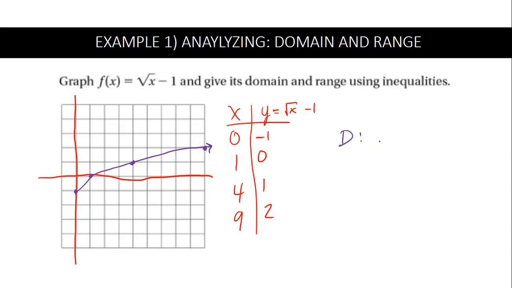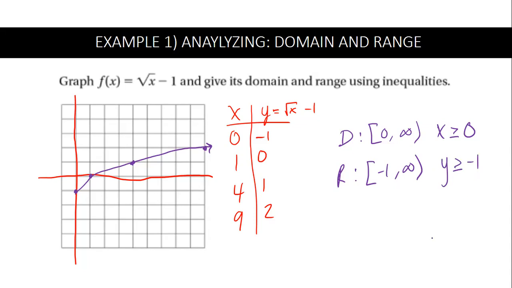Yes. What is my domain? 0 to positive infinity. Your x's? Is the y's. Which means that my x values have to be greater than or equal to 0. My range, where does my range start? We start at -1 and we go to positive infinity. So this tells you that my y values have to be greater than or equal to -1.